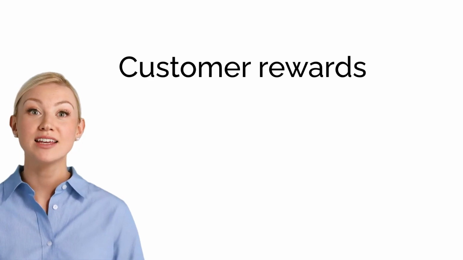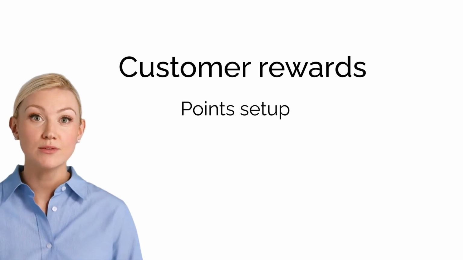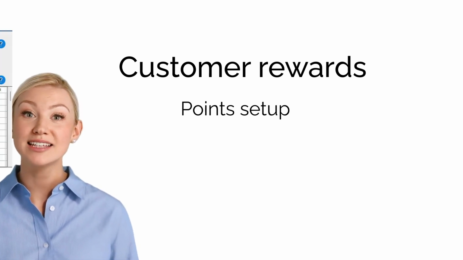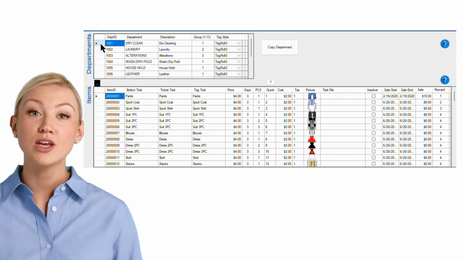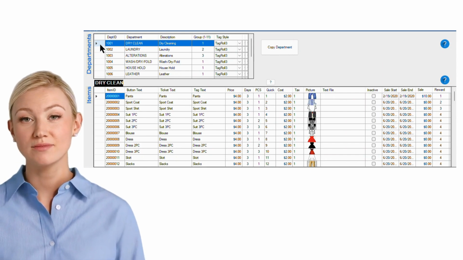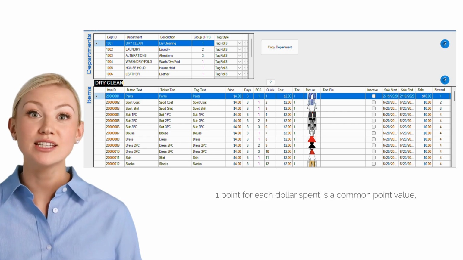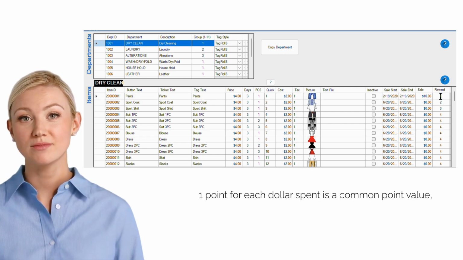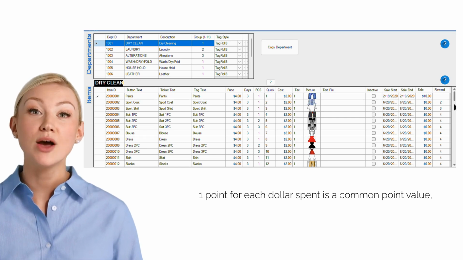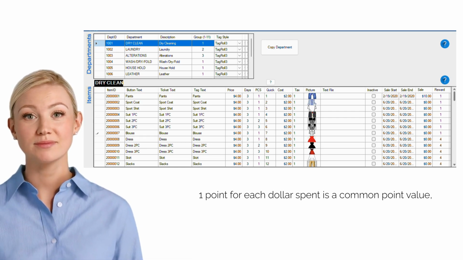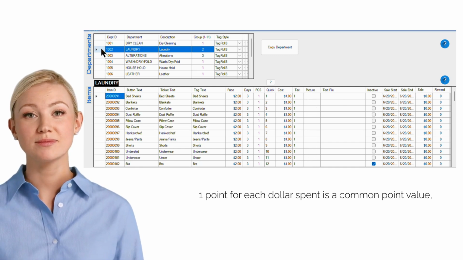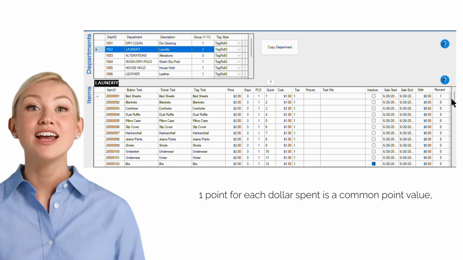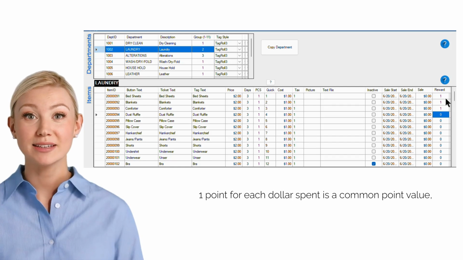Let's see how to define the Customer Rewards points setup. First, enter your pricing setup. Now, find the points column for each garment and enter the reward points value for that garment. Repeat this for each garment in your store, and repeat for all of your departments. Now, your iDryclean Customer Rewards is ready to use.